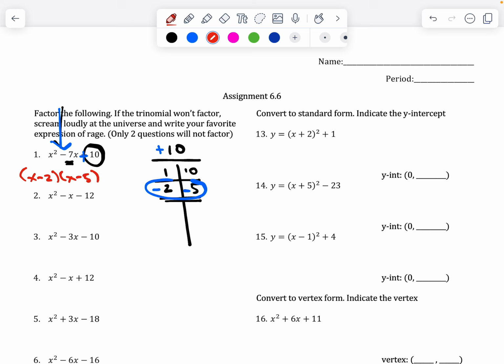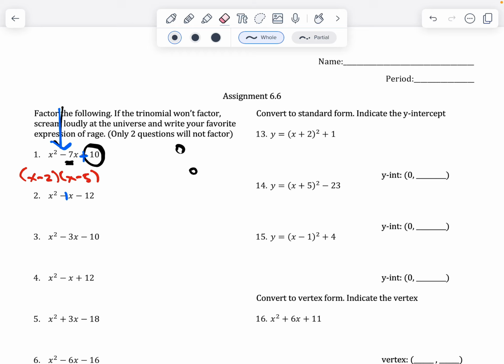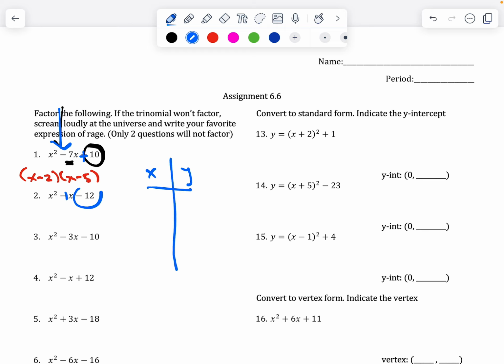Okay, let's take a look at this next one. Here we have x squared minus 1x minus 12. Now that 1 wasn't in there, but I'm going to add it in there so that the rest of this makes a lot more sense. So we're going to make our table just like before, and the last number is -12.